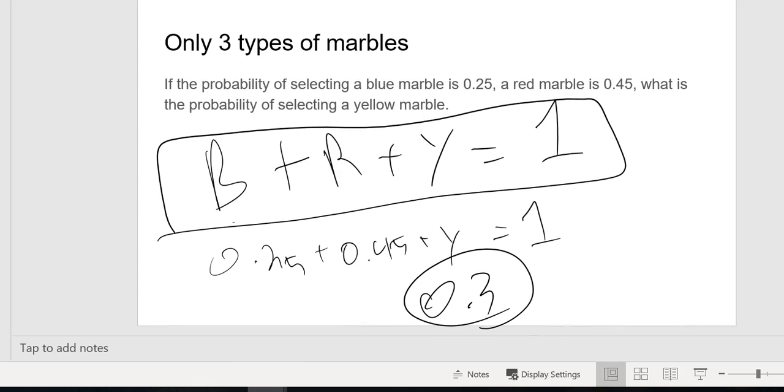That's why if you flip a coin, it's 50-50. 50 plus 50 is 100, which is 1.